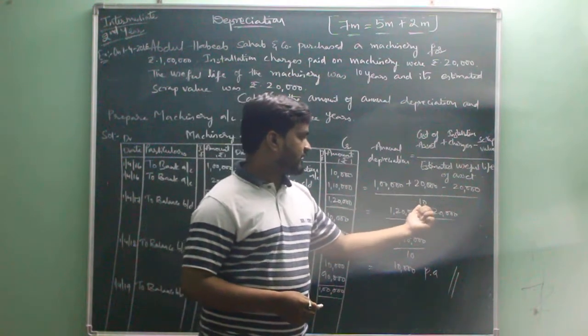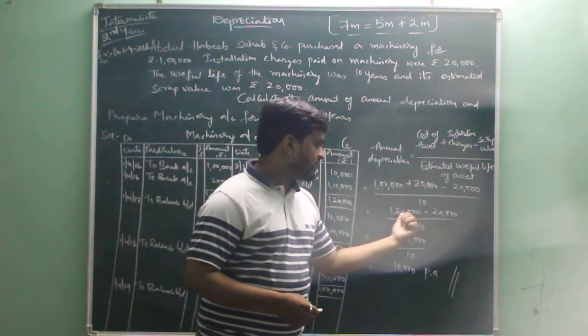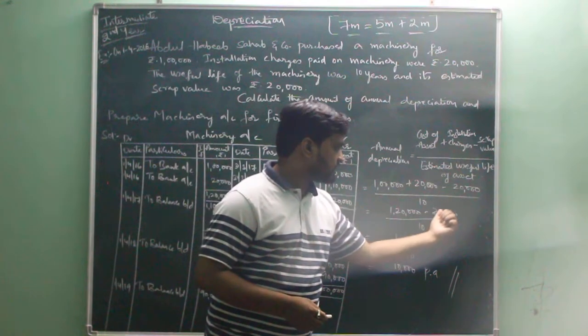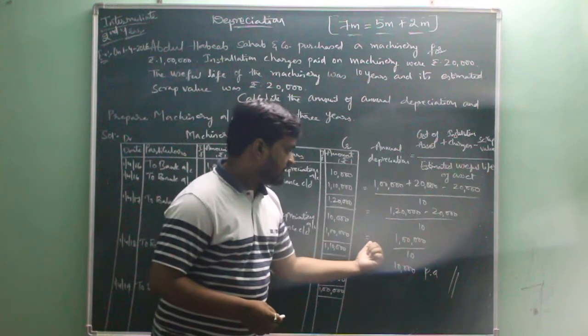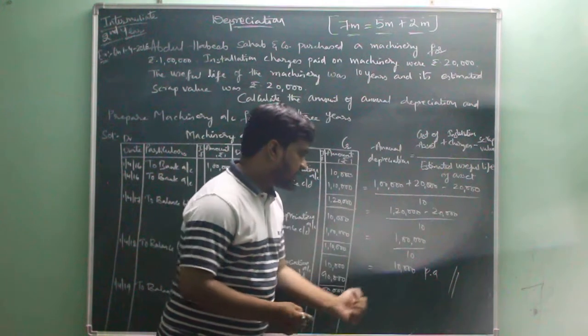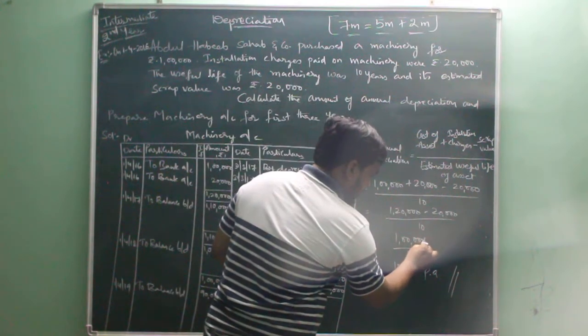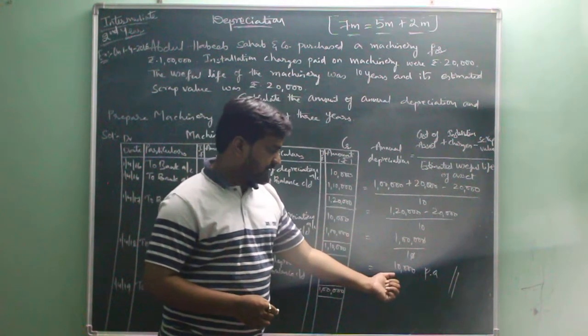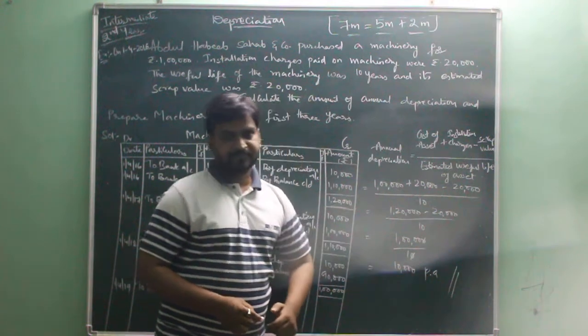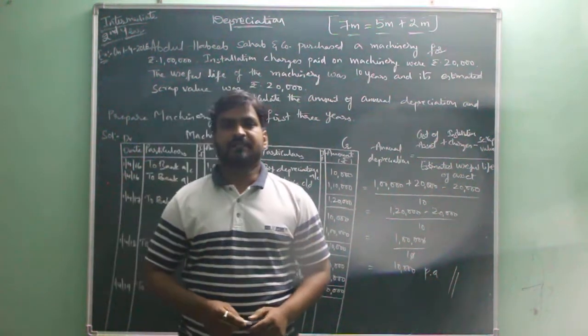So 1 lakh plus 20,000 becomes 1 lakh 20,000, minus scrap value 20,000, divided by 10 years. 1 lakh 20,000 minus 20,000, the value is 1 lakh divided by 10 years. 0, 0 gets cancelled, and the amount of annual depreciation that you are going to provide on the machinery every year is rupees 10,000 per annum. So this was the amount of annual depreciation.